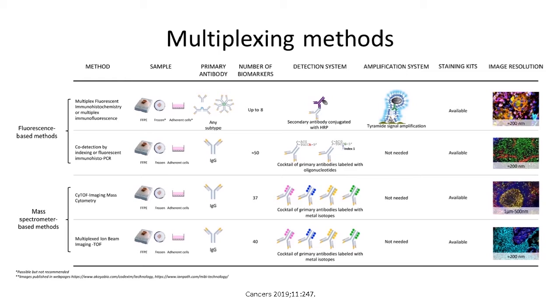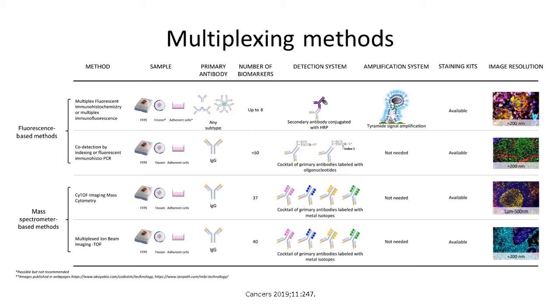So classically, when we look at the techniques which can be used to stain many markers at the same time, we can look at fluorescence-based methods, which are depicted here at the top, which can deal with the FFPE material that we routinely use in diagnostics, but also frozen material, or perhaps even adherent cells in cell culture. And by using a secondary antibody, you can actually visualize the binding of the primary antibody and use a fluorescent tag to then visualize under the respective microscope.